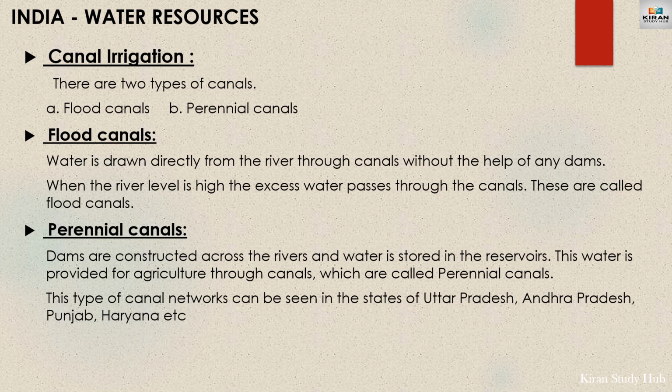Let us study the perennial canals. In perennial canals, first we construct a dam across the river and water is stored in the reservoir, and this water is provided for agriculture through canals. Here we get water throughout the year. Such canals can be seen in states such as Uttar Pradesh, Andhra Pradesh, Punjab, Haryana, etc.